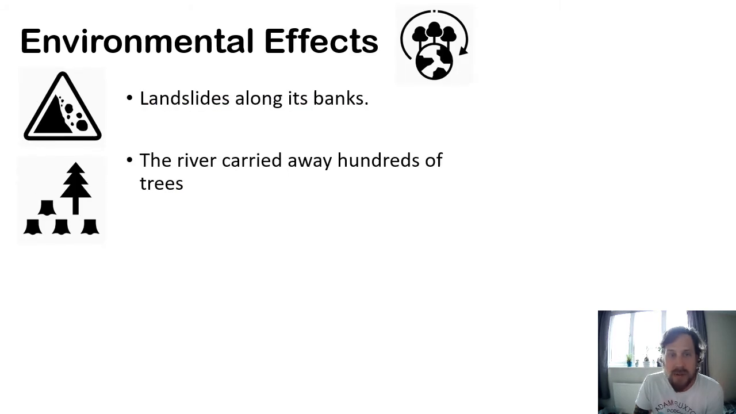And finally, we've got some environmental effects. Landslides, so that's the rocks falling down, damaged the river banks, the sides of the river. The river carried away hundreds of trees, so lots of trees got destroyed, so nature was damaged. Those were our environmental effects.